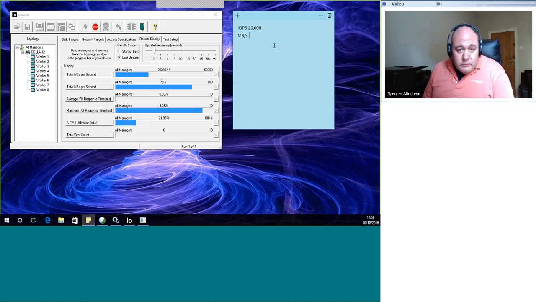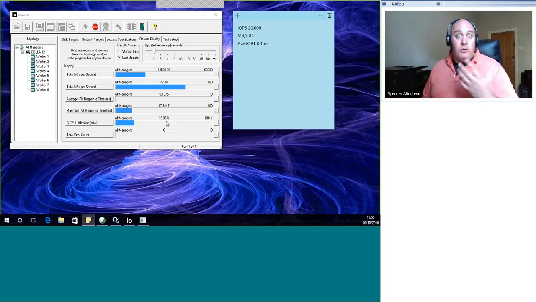Total megabytes per second, so that's our throughput. Let's round that up. Let's say 85 megabytes per second. So average IO response time, it looks like it's hovering around 0.1 of a millisecond. So we'll say 0.1 milliseconds. And how much CPU time is Iometer able to use whilst it's creating this traffic? So let's say that's hovering around about 20% CPU time, roughly, give or take. Okay, so what I'm gonna do now is turn Diskeeper on.